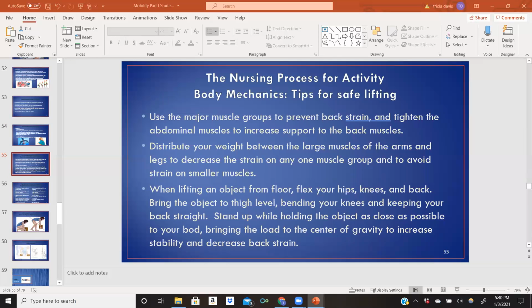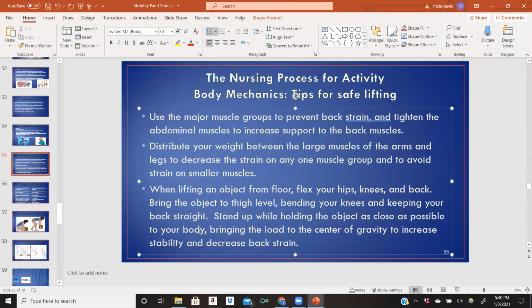When lifting an object from the floor, you're going to flex those hips, your knees, and your back. You're going to bring that object to thigh level, bend your knees, keeping your back straight. Stand up while holding the object as close as possible to your body, bringing the load to the center of gravity to increase stability and decrease your risk of developing a back strain.